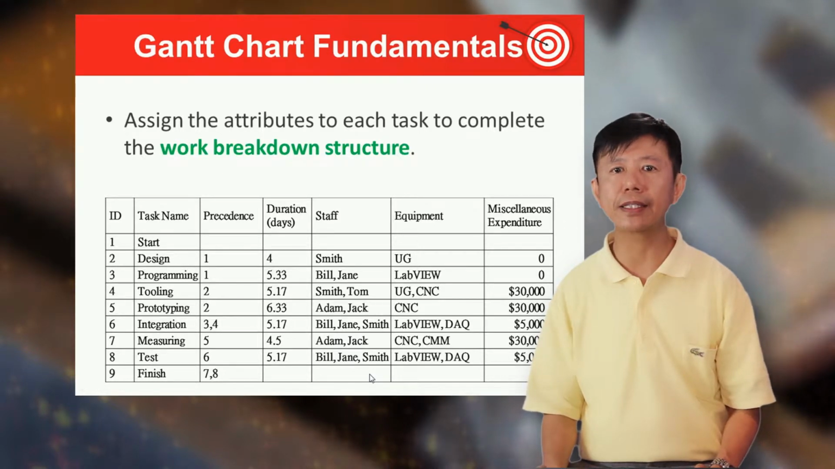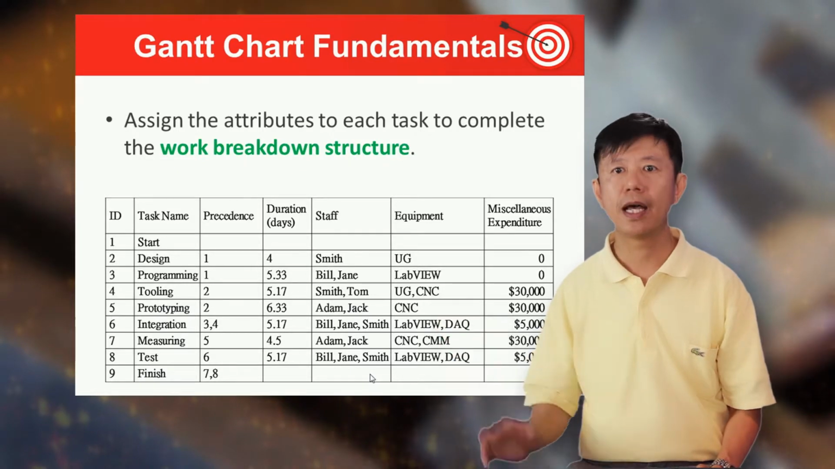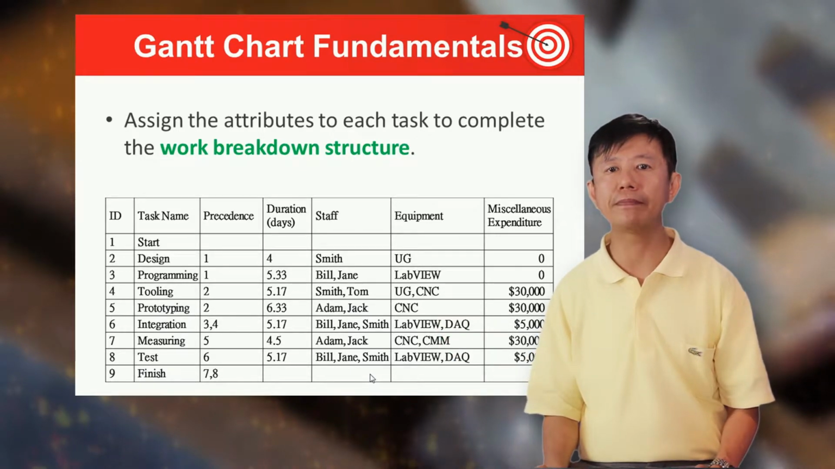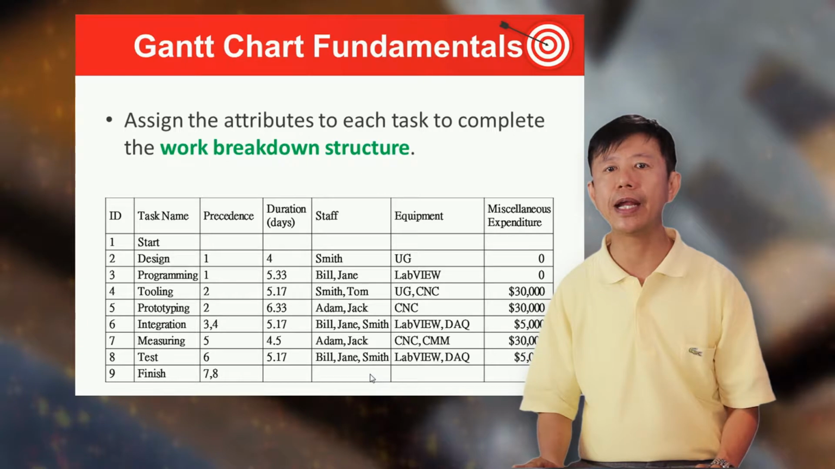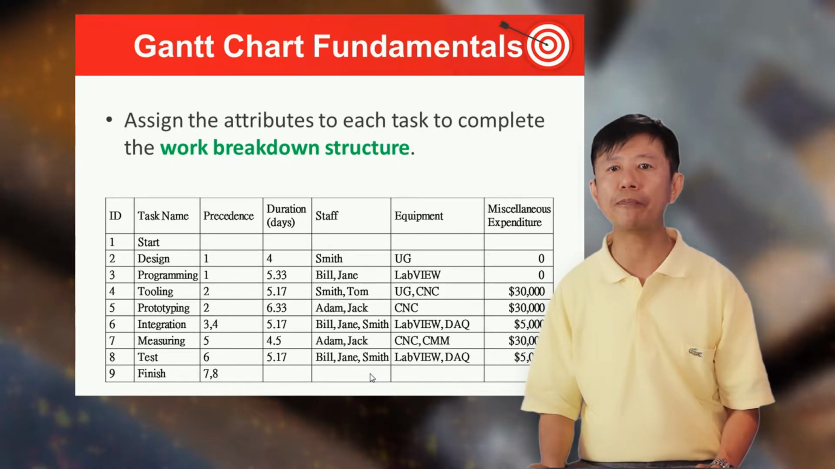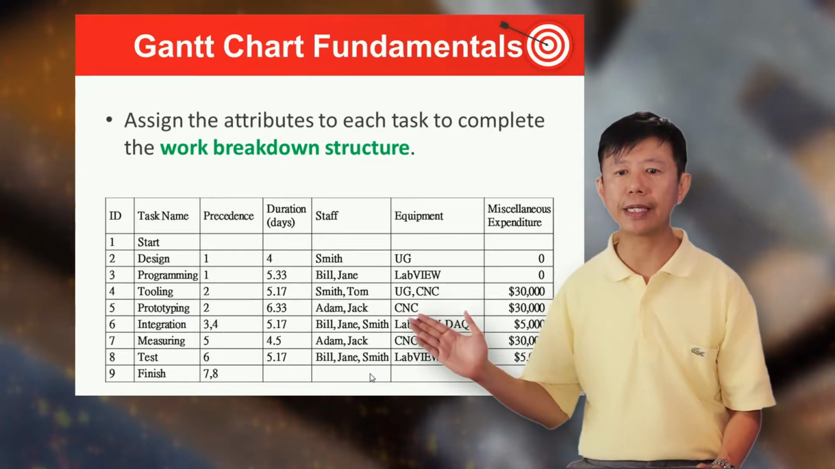Acknowledging the fact that some task has to be completed before starting another task, its ID number is thereby put in column 3 precedence. Then the required time frame, workforce, equipment, money, and so on are listed for each task when necessary to complete the work breakdown structure, which is the table here.